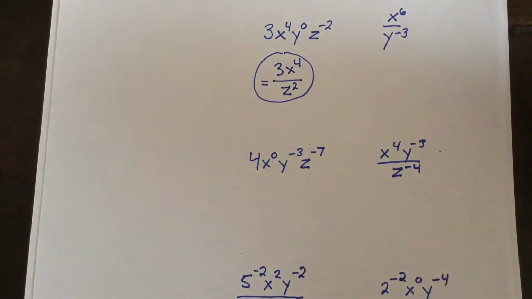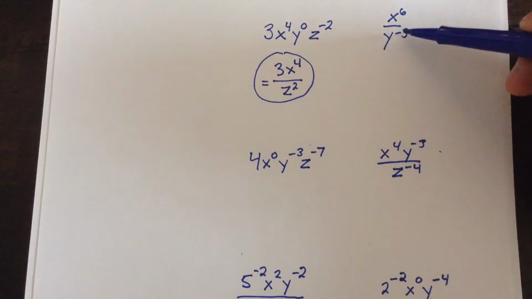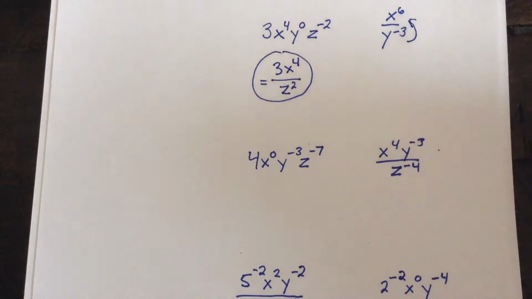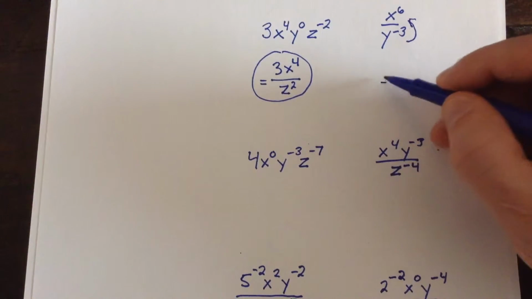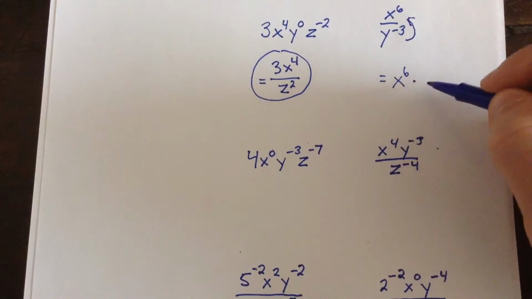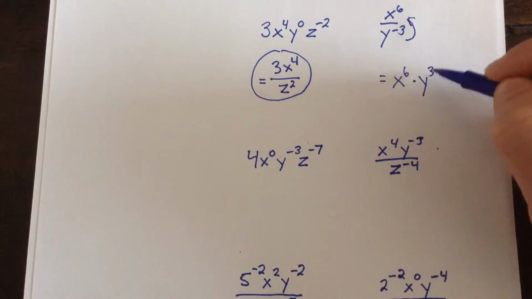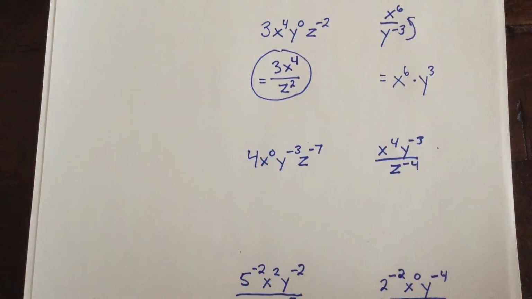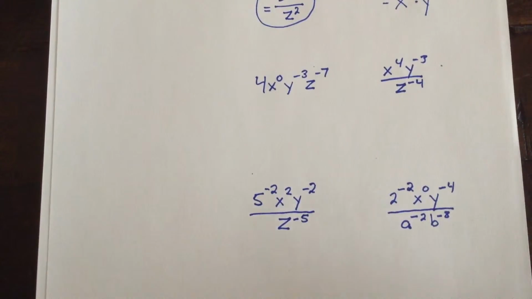Alright, here, I have x to the 6th and then y to the negative 3rd in the denominator. So I'm just going to take this and bring it up to the numerator. Alright, so it's going to equal x to the 6th, because that didn't change, times y to the 3rd, because I had to bring it up. Alright, I could put it over 1, but it doesn't matter. Alright, now, the next one.